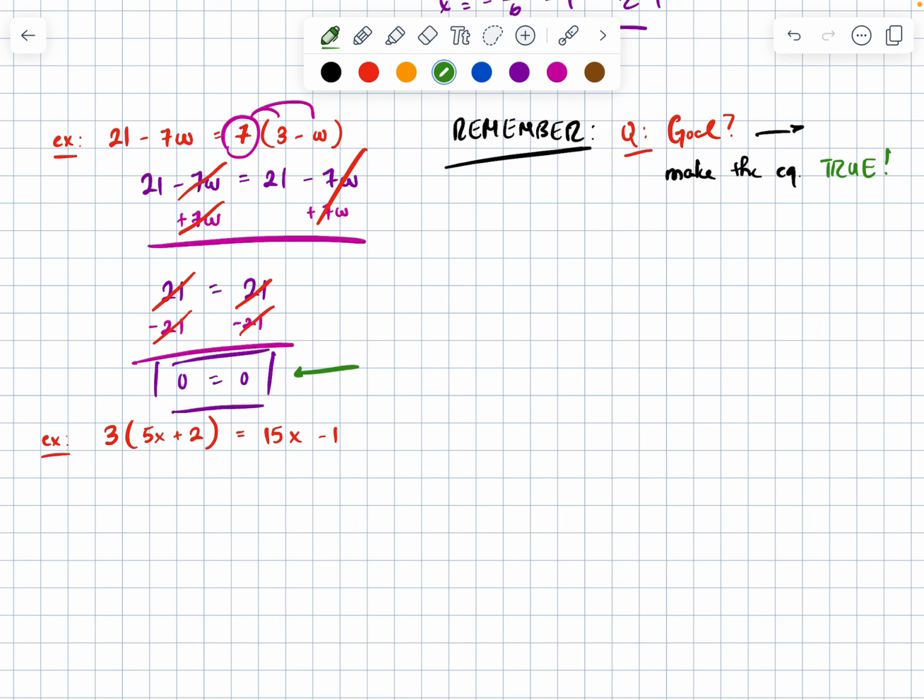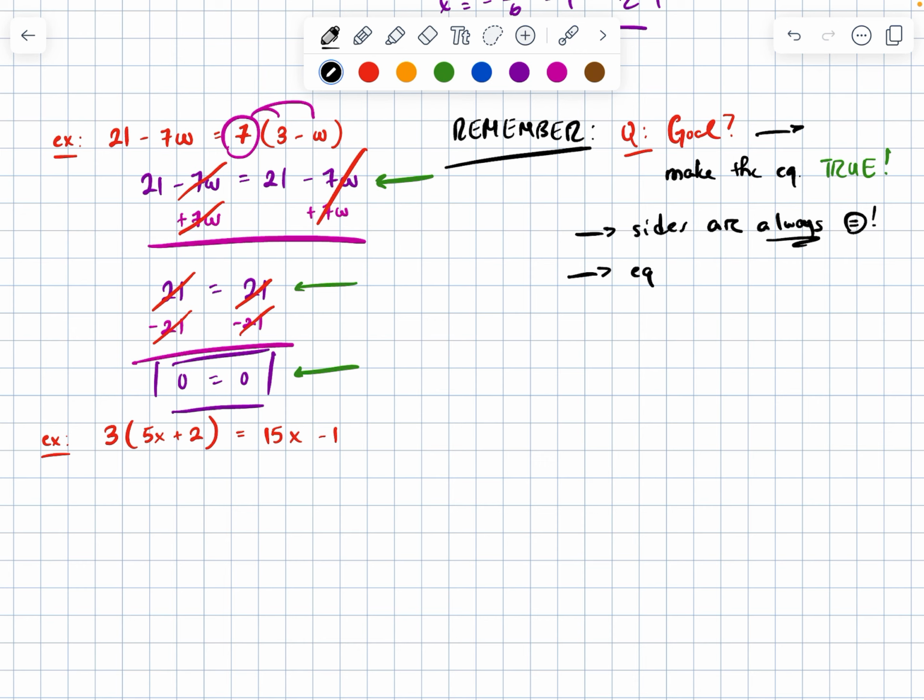Well, the thing that's funky about this equation is, here, both sides are equal. 21 equals 21, that's equal. 0 equals 0, that's equal. 21 minus 7w equals 21 minus 7w. Both sides are already equal. So I've already accomplished my goal. Not only have I made them equal, but they are always going to be equal no matter what I do.